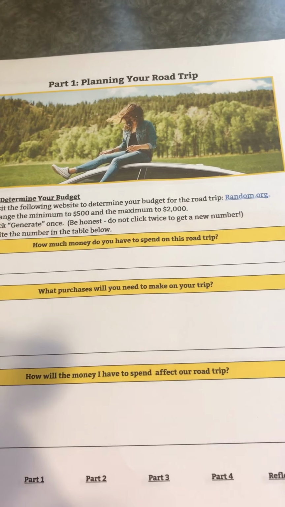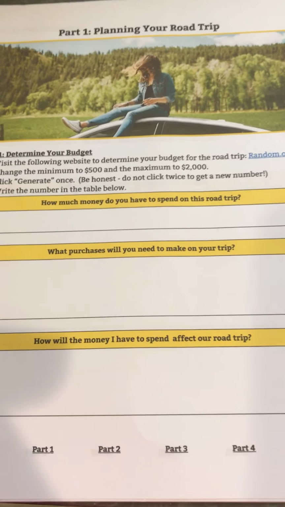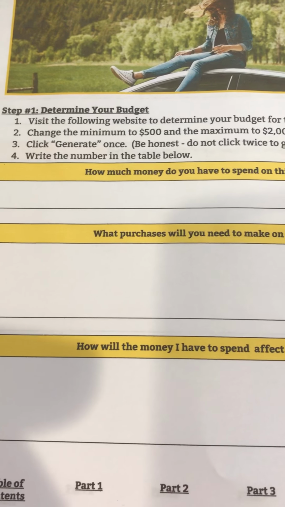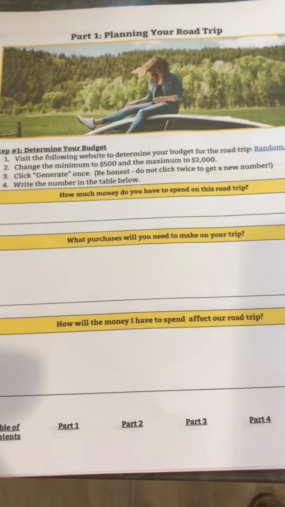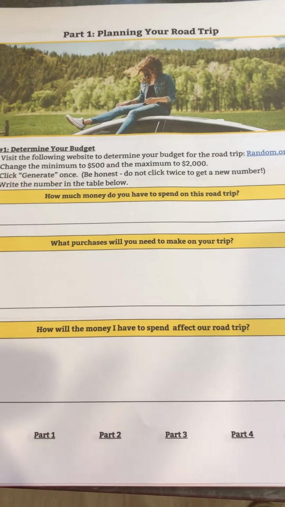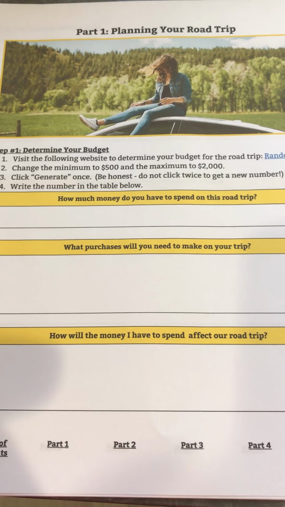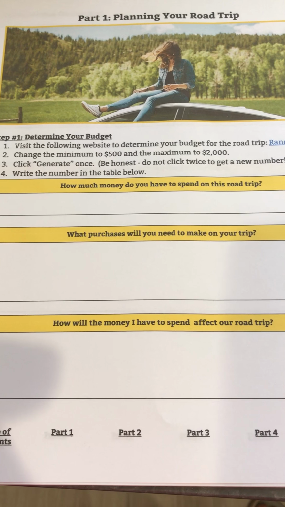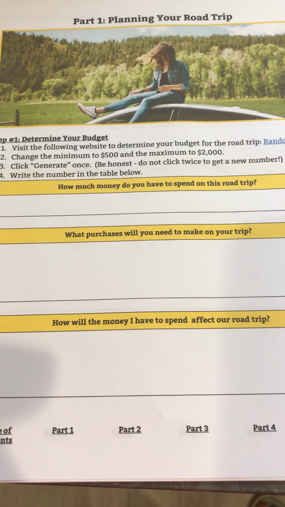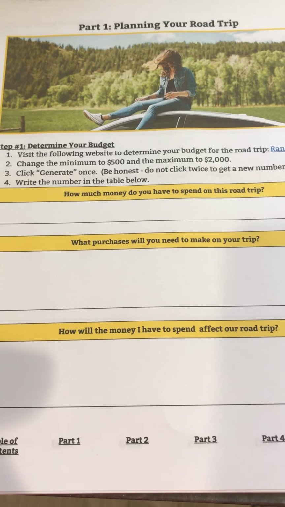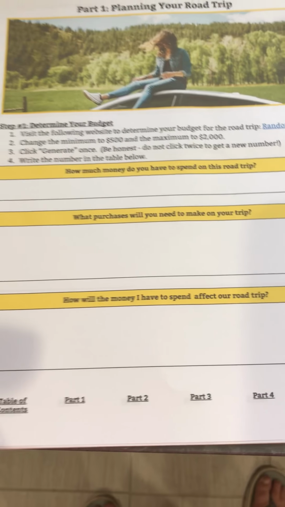First, part 1, planning your road trip. It says determine your budget. Visit the following website to determine your budget for the road trip. You're going to go to random.org. I'll show you how to do that in just a second. Change the minimum to $500 and the maximum to $2,000. Click generate one time. Be honest, don't click it to get a new number. Write the number on the table below.